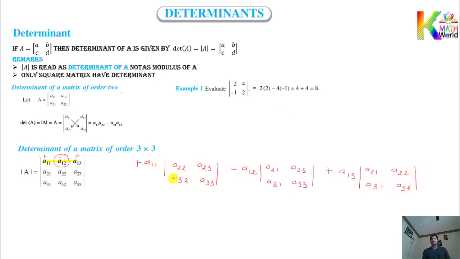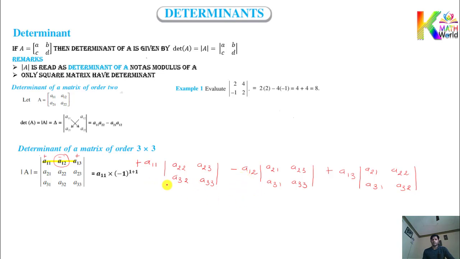Now how to get the value of a 2 by 2 determinant, that we have seen earlier also: product of the principal diagonal minus product of the secondary diagonal elements. Okay, now it is easy to simplify this one. So this is the formula for expanding a determinant with respect to the first row.